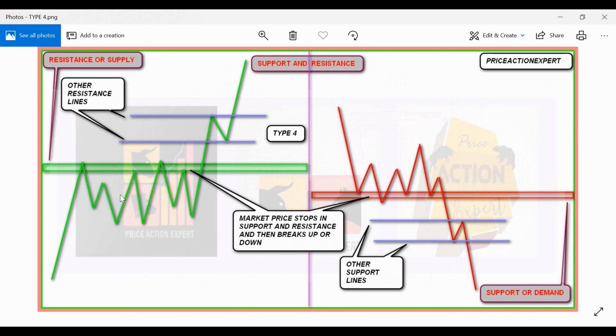See here. The market paused and it stopped here before deciding. After that, it goes up. In the support area, the market price fell down to the support or demand area. After that, it holds there for a long time. After that, it breaks down and it goes down. This is type 4. Okay, let's see the example.